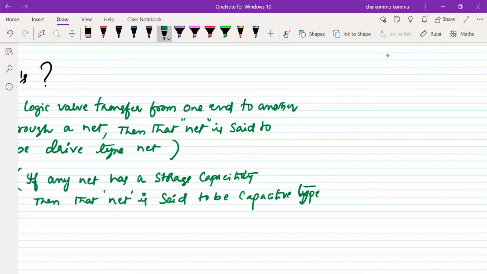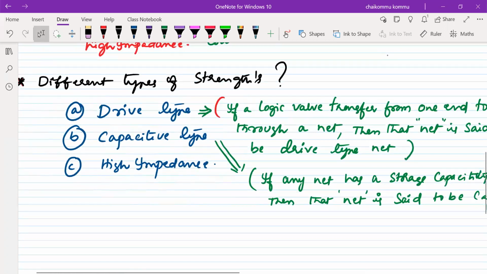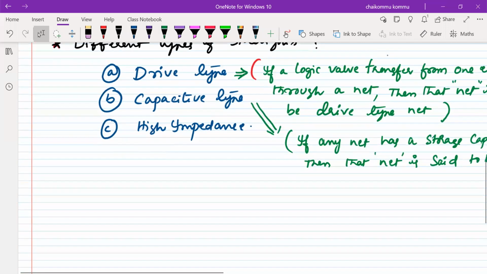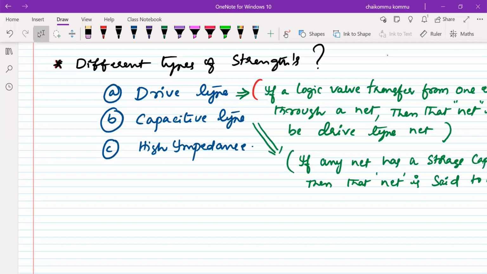Clear? That's the capacitors. So depending upon what type of net it is, we have to assign the strength for that one. So therefore, what are the strengths that we need? What type of strength is assigned for all these things? Let us now look at.